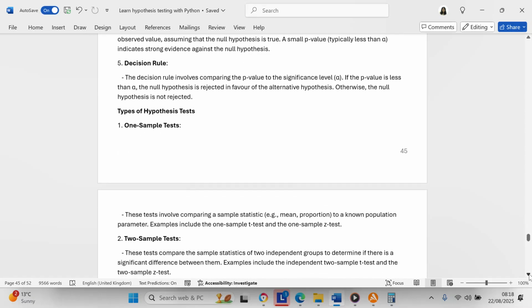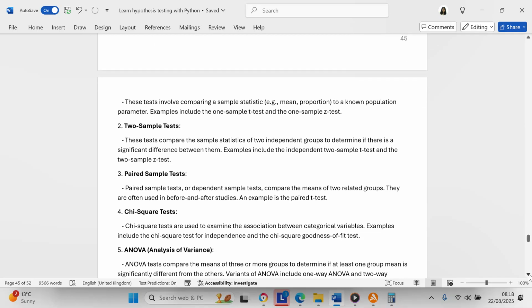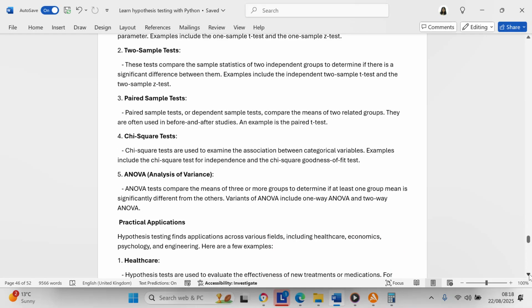And now we have types of hypothesis tests. So you have the one-sample test. The one-sample test involves comparing a sample statistic, for example a mean or proportion, to a known population parameter. Examples include the one-sample t-test and the one-sample z-test. You have two-sample tests. These tests compare the sample statistics of two independent groups to determine if there is a significant difference between them. Examples include the independent two-sample t-test and the two-sample z-test.